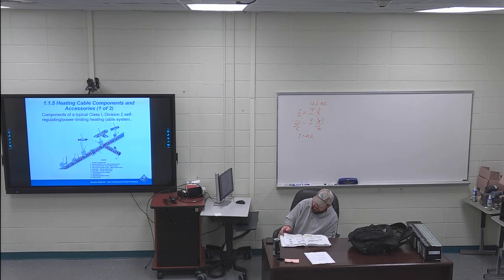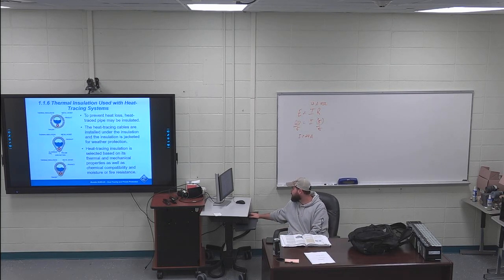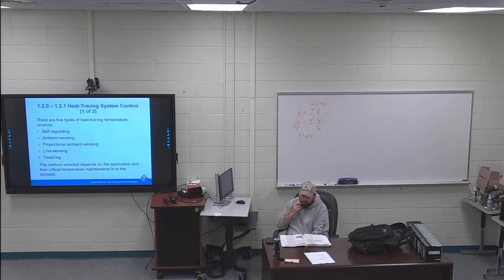Heat tracing system control 120. So how is all this controlled? You're going to have control methods, page 8. You're going to have 5 different control methods: self-regulating, ambient sensing, proportional ambient sensing control, line sensing control, dead leg control.